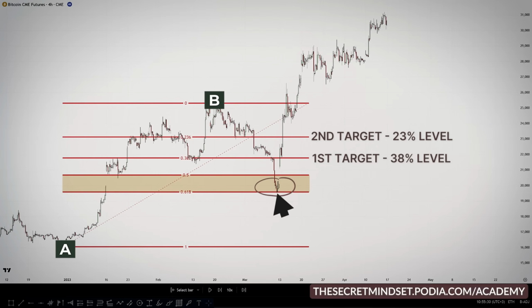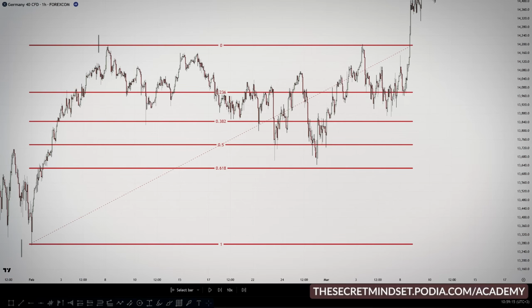But if the uptrend is strong, even this level might not hold. In that case, we could see the price go all the way back to where the downward move started. We call this a 100% retracement. So these Fib levels aren't just targets for where the price might go. They're also useful for managing your trade.